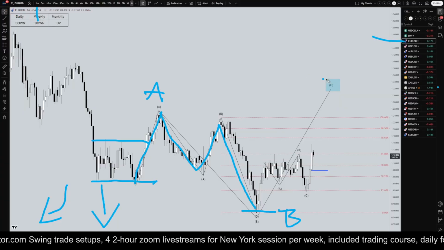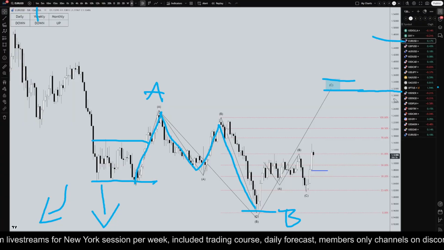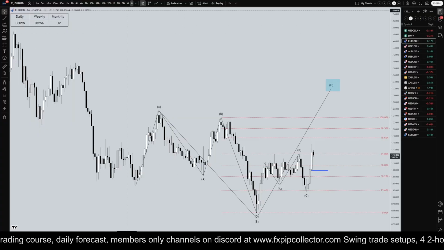The 178, 161.8 is the target, which is this blue box right here for an expanding wave C, which actually puts us all the way up to about the 0.32 area. Now, this potentially is an outlook that will take years to play out, but I don't care if you're trading on the 1 minute time frame, it is very important.